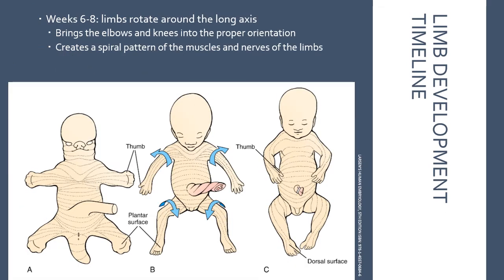Now, in addition to the growth and development, the limbs also undergo a rotation, both upper and lower limbs. They rotate around the long axis, and the purpose of that is to move the elbows and the knees into their proper position. If you look at this picture, if you focus on the feet, in A and B they've highlighted the plantar surface of the feet, that's the bottom of the foot, which is facing sort of outward. Whereas in picture C, after rotation, now the plantar surface of the foot is facing downward, as it would in an adult, and the dorsal surface, or the top of the foot, is facing up.